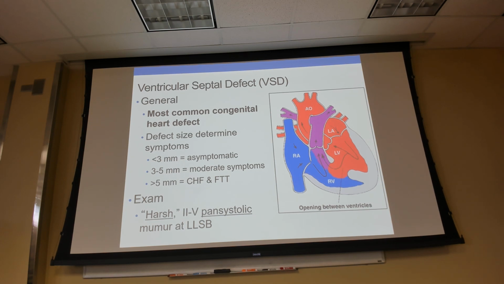So this is your most common thing. If you have to guess on a board exam, you have to guess somewhere, what do I think this child had? VSD is your best guess. The bigger the size of your defect determines how symptomatic you are. So which one of those is really functionally the loudest? The less than 3 millimeter, 3 to 5, or the greater than 5?